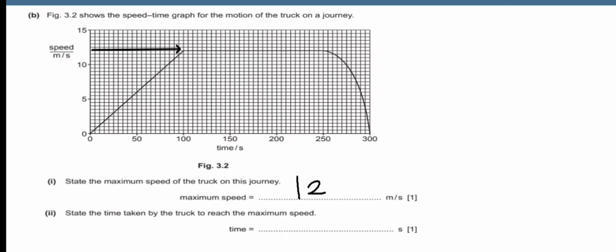Number 2, state the time taken by the truck to reach the maximum speed. The time taken for the truck to reach the maximum speed is at this point here, where we have 100 seconds. They have already put the units here, so there is no need for us to put the units.